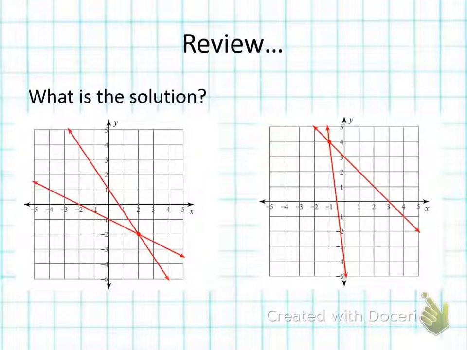It's the intersecting points, right? It's where the lines cross. Where the lines cross, that's where the answer is. What's the solution? Right here. What's the answer to the solution here? 2, -2. What's the answer to the solution there? -1, 4. -1, 4. Good.